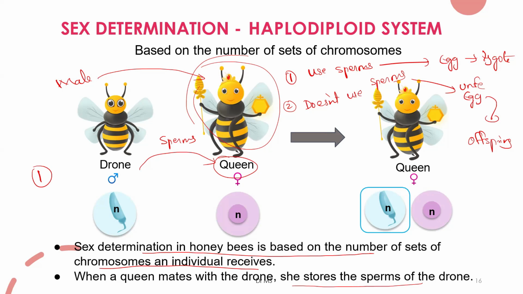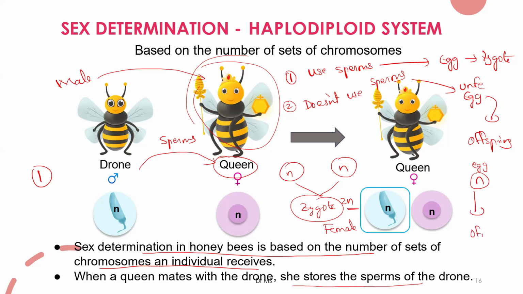So the first condition is you have the sperm which is haploid, you have the egg which is haploid, you fertilize both, and you form the zygote which is diploid. If it is diploid, if you have double the number of chromosomes, then it's a female. And what's happening here? Only the egg is present and there is no sperm involved. This egg itself is turning into offspring. As only one haploid cell is going to the offspring, it contains half the chromosomes, so you can call it haploid.